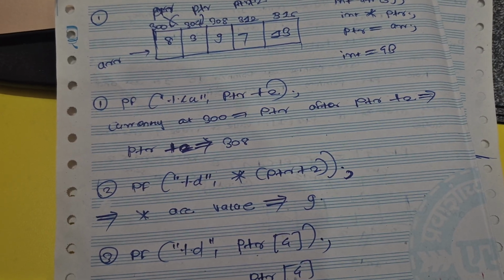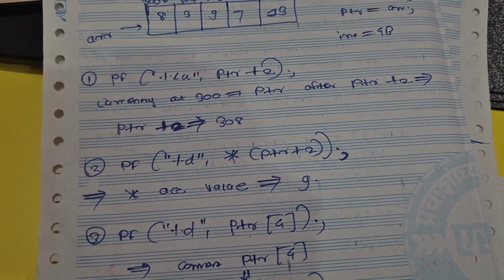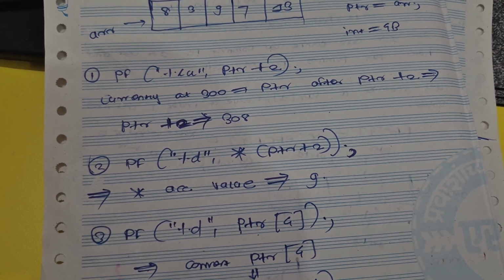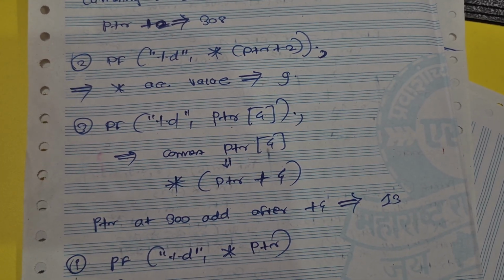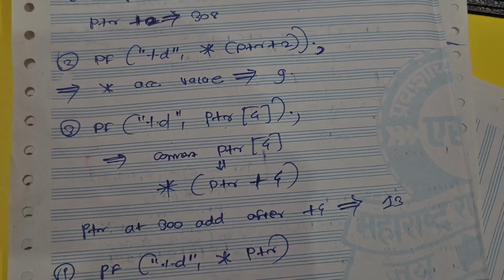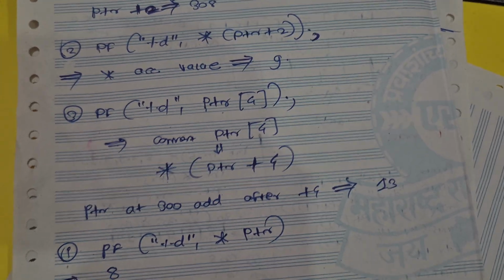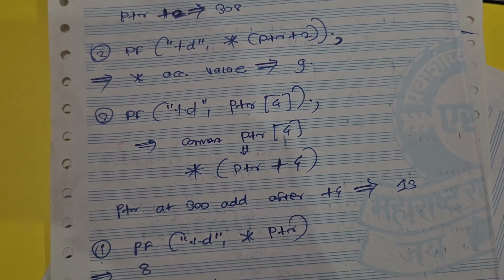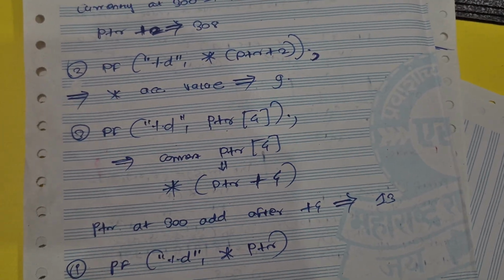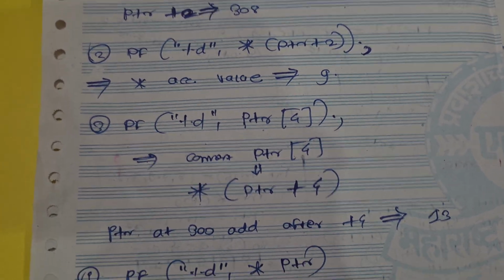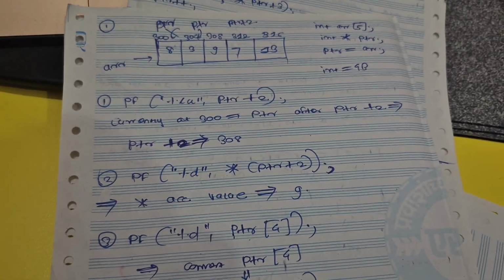Quite simple, straightforward. And the second is star, which means we need to access the value at pointer plus 2, which is 9. This is also simple: pointer of square bracket 4. So we need to expand this square bracket into star of pointer plus 4. The pointer is at address 300, and after adding 4 it would be at 13. 13 is the value because we are accessing using the pointer.